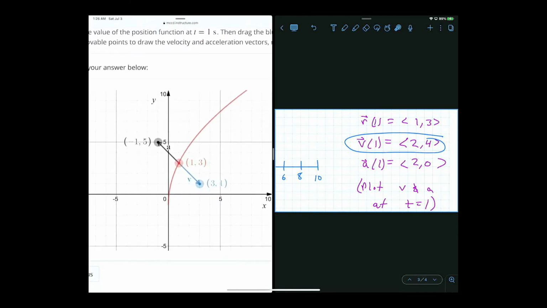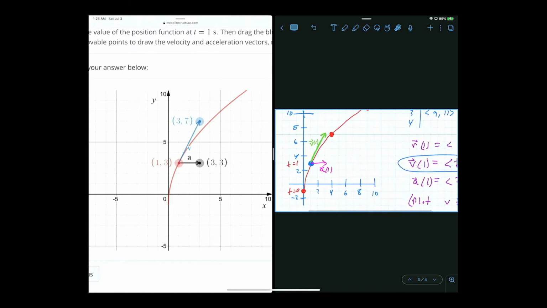Then what you have to do is you have to plot the v and the a vectors. So you see that the v vector, which you calculated, is 2 comma 4. That means from the red point, you need to go over 2, up 4. So here's the v vector I'm moving around. From here, you go 1, 2 to the right, 1, 2, 3, 4, up. And that's your v vector. Then you do the same thing for the acceleration vector. A of 1 is supposed to be 2 comma 0. So you take the acceleration vector here, and it's 2 comma 0. So from here, you go 2 to the right, and that's it.